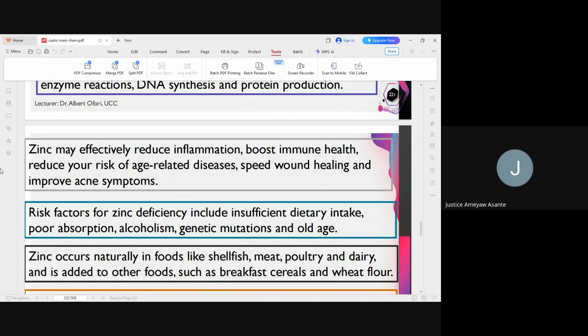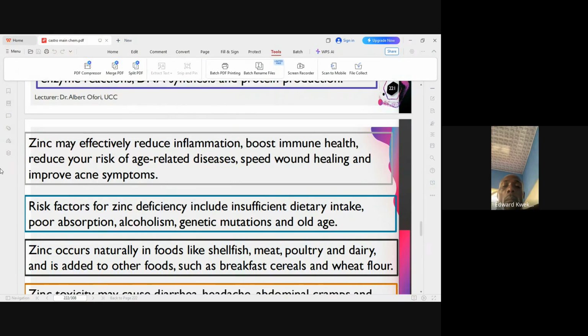Zinc may be effective in reducing inflammation, boosting immune health, reducing your risk of age-related diseases, speeding wound healing, and improving aging symptoms. Tetraethyl lead is used as an anti-knocking agent in gasoline to increase performance.